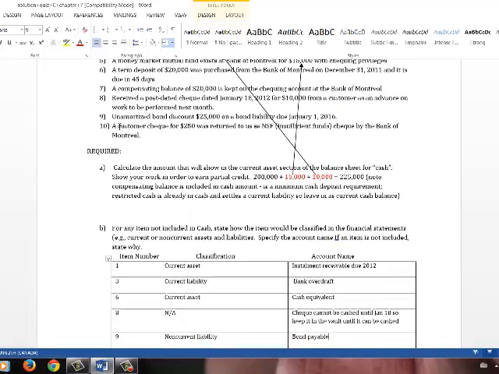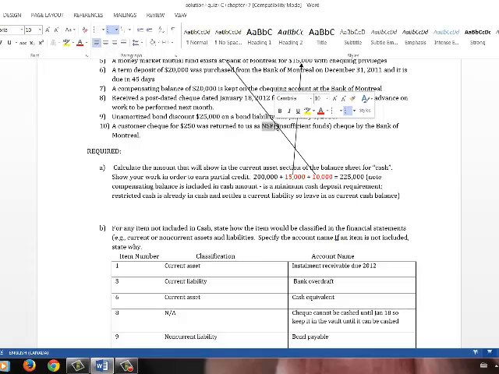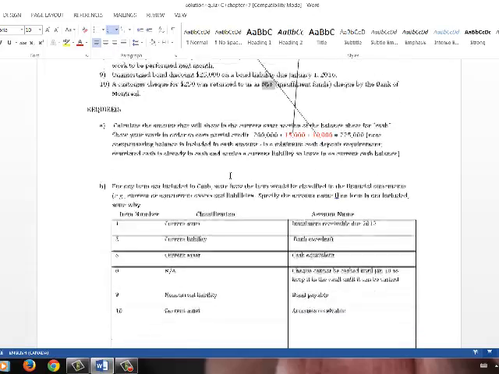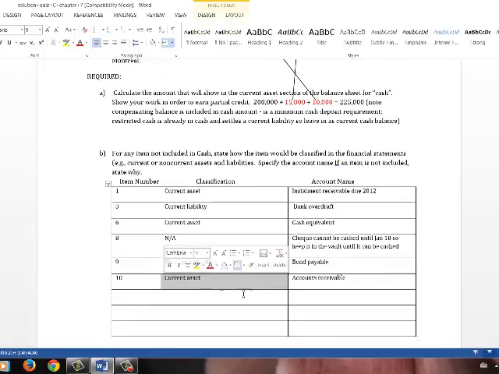Now, the last item was that a customer check for $250 was returned NSF by the Bank of Montreal, which means that our bank, the Bank of Montreal, got back to us and said, hey, you know what, we couldn't put this amount from your customer in your account because the check bounced. So in other words, to us, we would say to the customer, well, you still owe us $250, so it's still sitting in your accounts receivable. So in this case, it's a current asset and it's part of your accounts receivable.